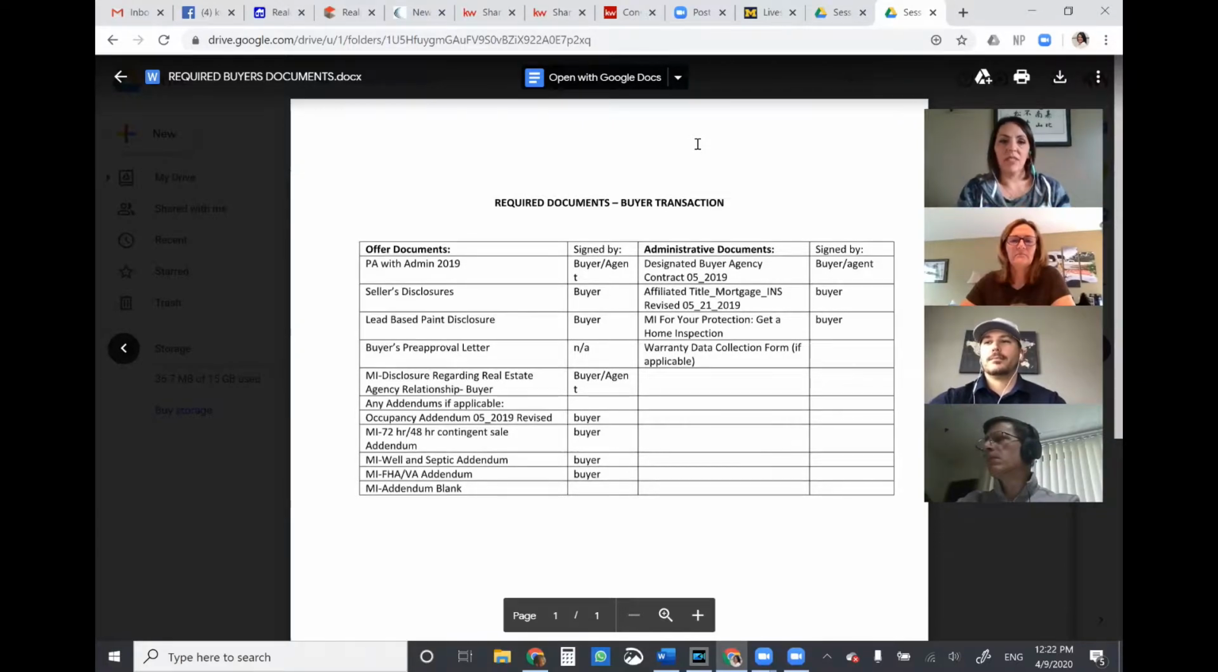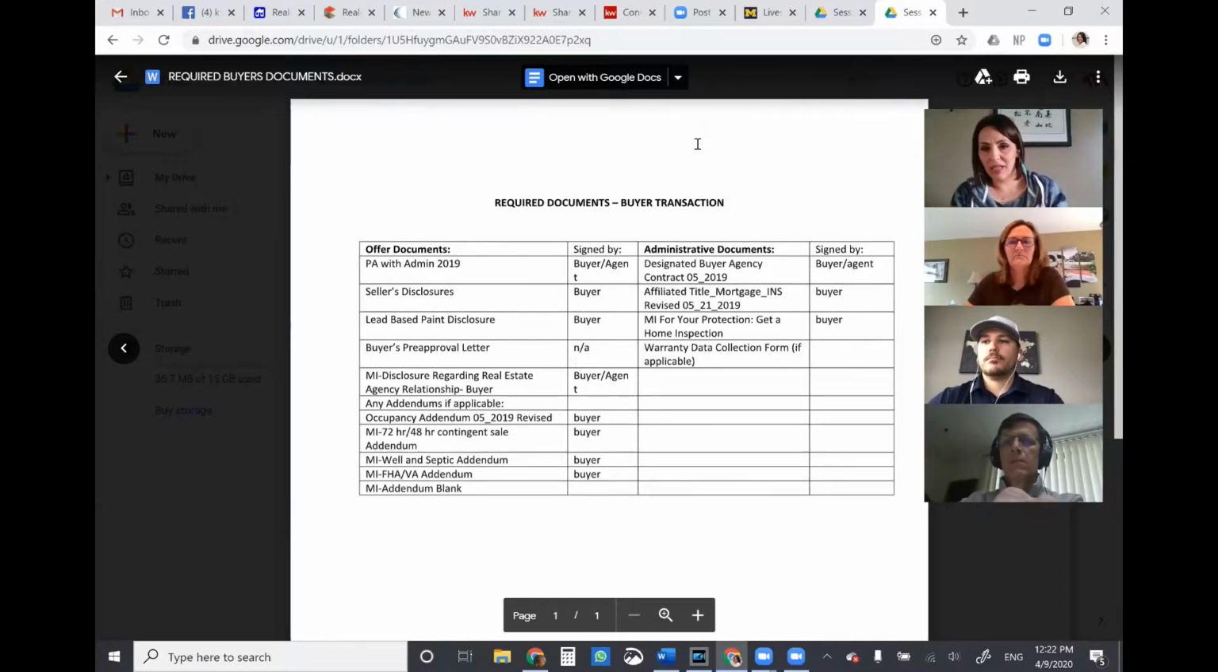Not everybody's going to have the 72 to 48 hour contingent sale addendum, but if their offer is contingent on the closing or the sale of a current home, that's going to be an addendum that's included. Well and septic, is it an FHA or VA addendum? Or maybe the blank addendum for special conditions that you might be putting together. But those top 1, 2, 3, 4, 5 forms, absolutely every time, are what is going to be filled out, signed, and sent to the listing agent. All of those things, right?